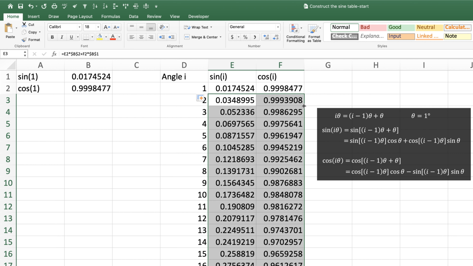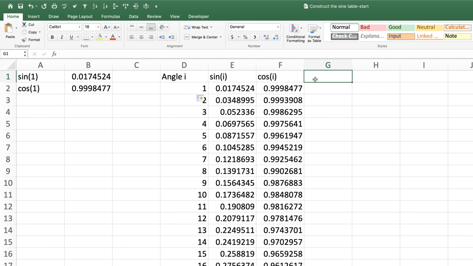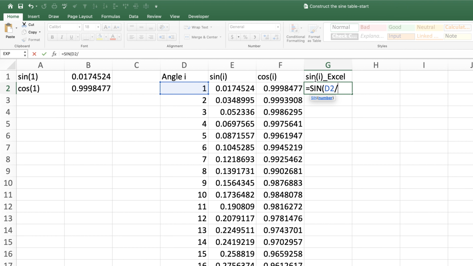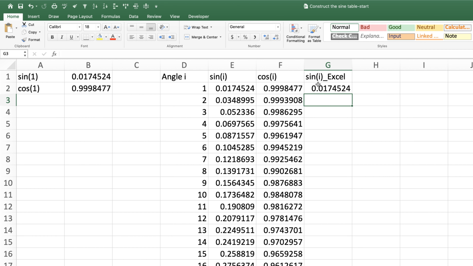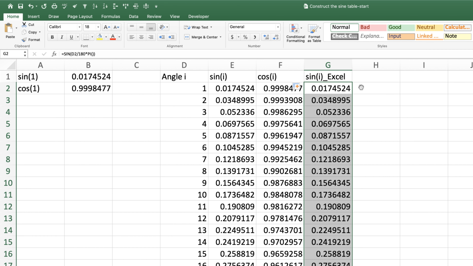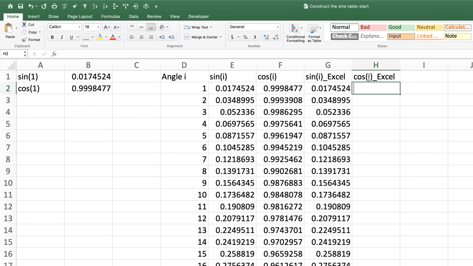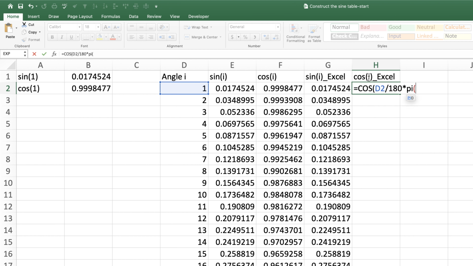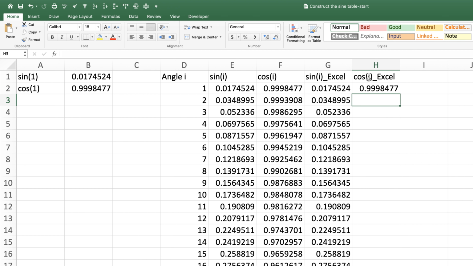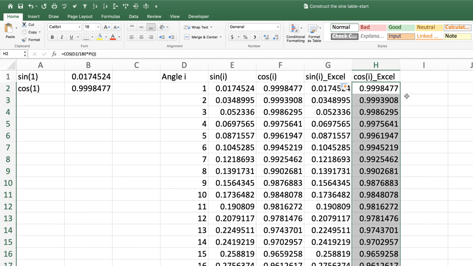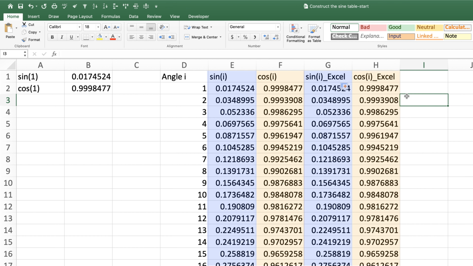We want to see how good they are, so we will compare our calculations to the ones from using Excel. So let's put the sines for Excel side by side. Sine Excel equals to sine angle divided over 180 times pi. Double-click. Cosine Excel equals to cosine angle divided over 180 times pi. Double-click. You can see that they are almost exactly the same.